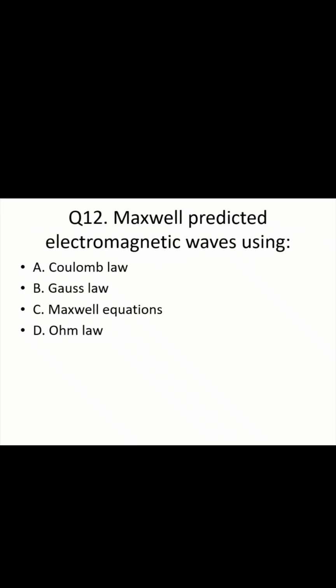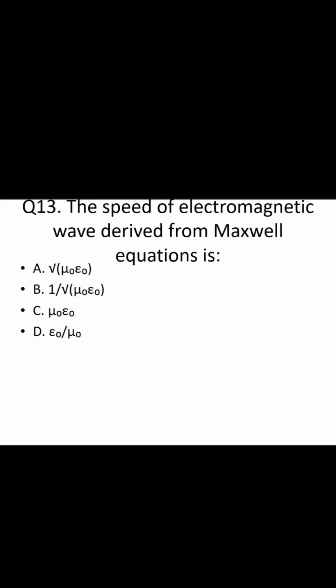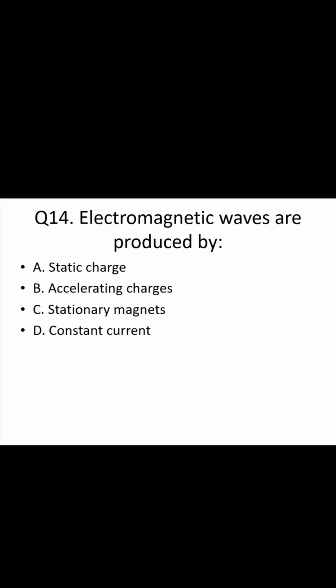Maxwell predicted electromagnetic waves using Coulomb's law, Gauss law, Maxwell equation, or Ohm's law. Option number C, Maxwell equation. The speed of electromagnetic wave derived from Maxwell equation is, so the correct option of this question is B, 1 upon under root of mu naught epsilon naught. Question number 14, electromagnetic waves are produced by static charge, accelerating charges, stationary magnets, constant current. So the correct answer is option number B, that is accelerating charges.